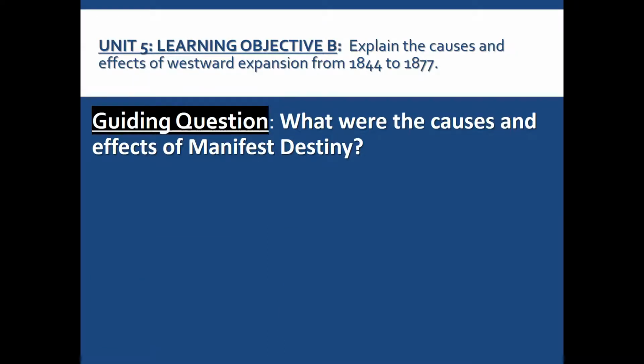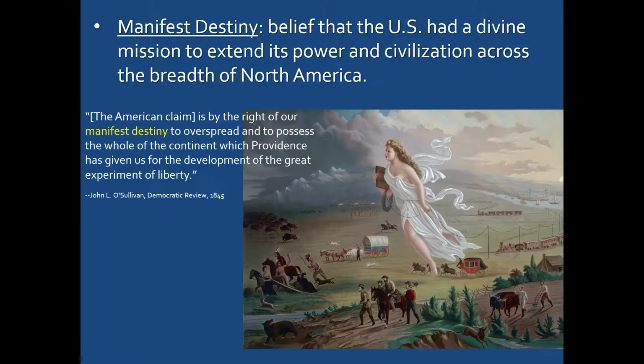So we're going to get into the causes and effects of manifest destiny today, and we're going to first begin by simply defining what manifest destiny is. So manifest means it's something that's obvious and clear. Of course, we all know what destiny is. It's your fate.